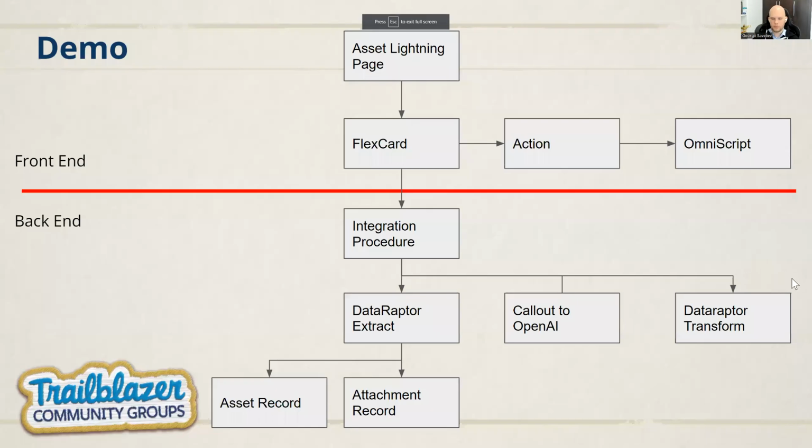So let's go back to the slides and wrap this up. So again, this is what we saw during the demo. We have that asset Lightning page. We put the flex card into it. From the flex card, we can launch an action, which will launch an Omni script. And then that flex card is sourcing data via that integration procedure we saw. That integration procedure is doing three things: a data raptor extract to fetch the asset and attachment record, an HTTP callout, a REST API callout to OpenAI, and then a data raptor transform to return some clean data. And then that's what we display in the flex card.